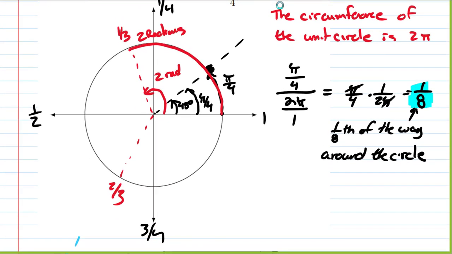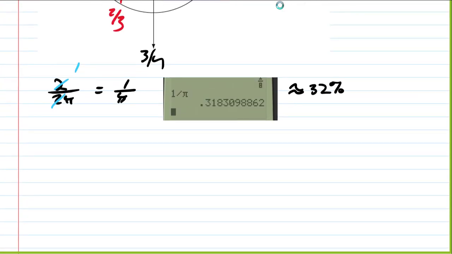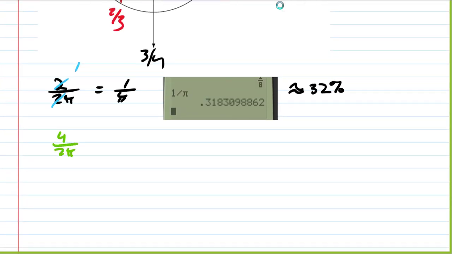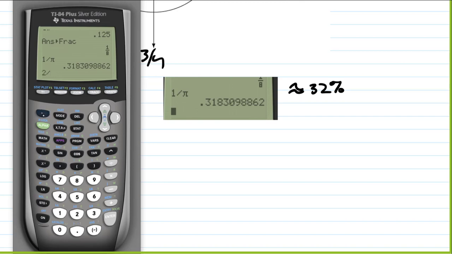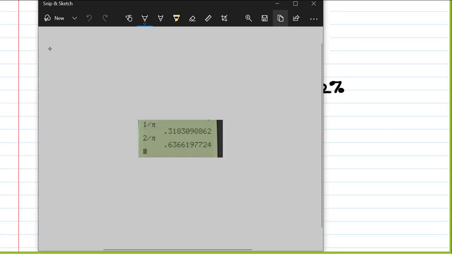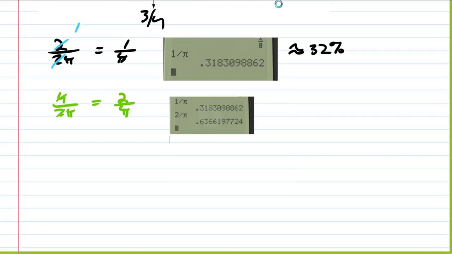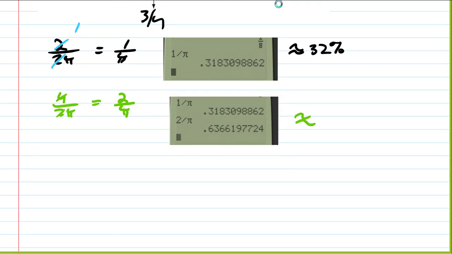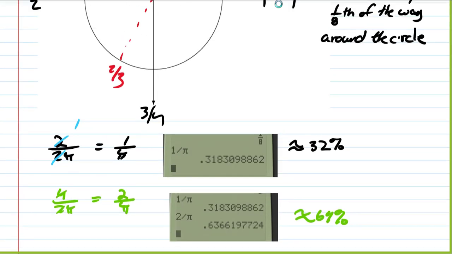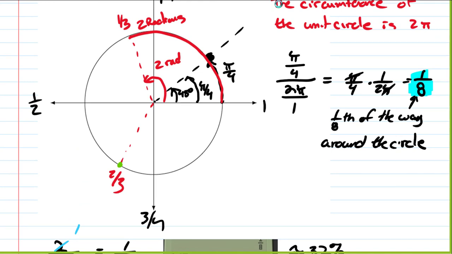So then 4 radians would be the proportion 4 over 2 pi, which would be 2 over pi, which is going to be twice the value we just had here, right? So about 64%, or 2/3 of the way around the circle this time, which we conveniently marked in the previous part. So that's going to be this distance right here. And that would make this angle 4 radians.